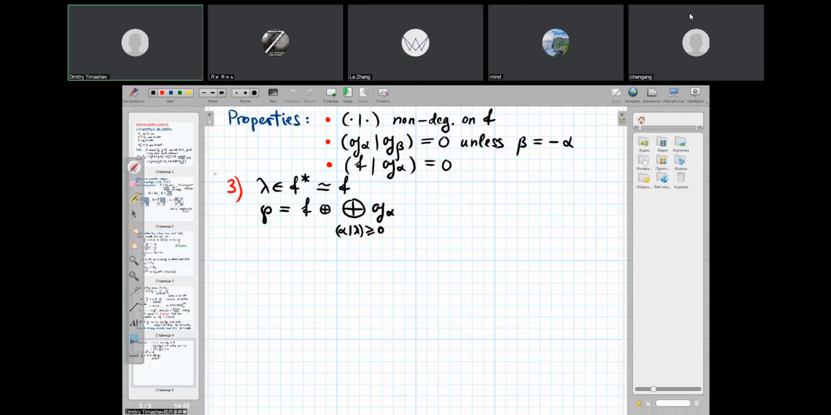And the unipotent radical has a Lie algebra of the following shape. In this P, we have the Lie algebra of PU, which is just the direct sum of those root subspaces for which this product is strictly positive.